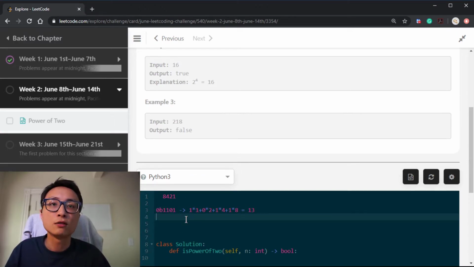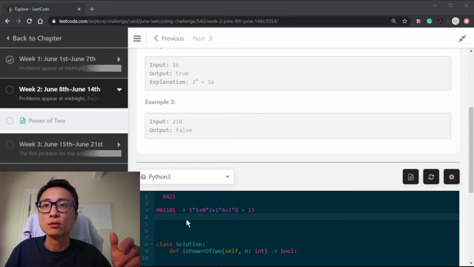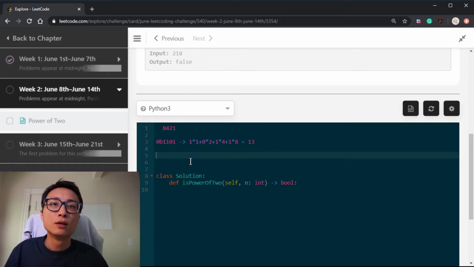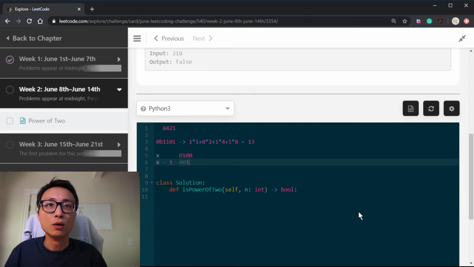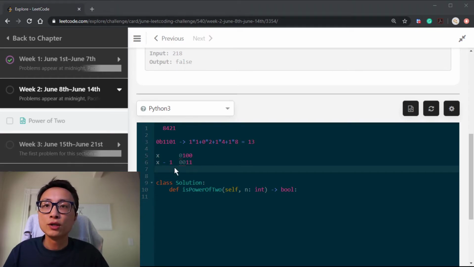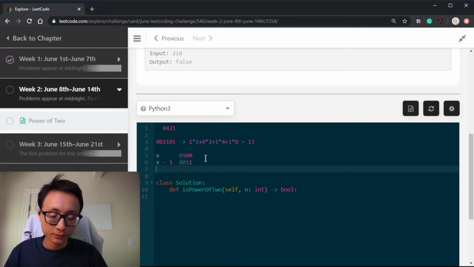So to test for this, we could just try to remove that only 1 bit. If we cancel that, we get 0, 0, 0, 0 everywhere. It means that this number is a power of 2. So let's say that we have 0, 1, 0, 0. That's now x here. One thing that we can do is to subtract by 1. So that would just be 0, 0, 1, 1. And if we do an AND operation between these two, it will be 0, 0, 0, 0.